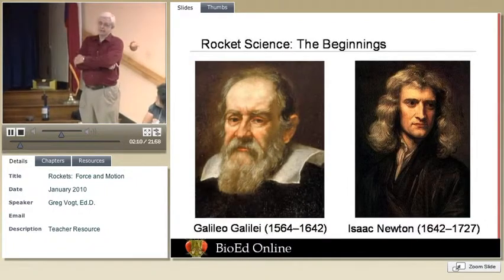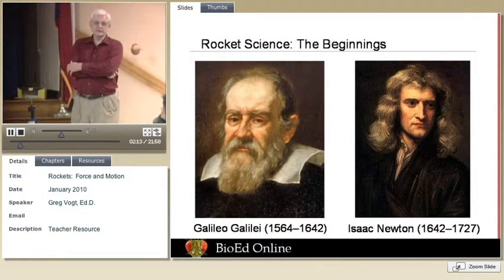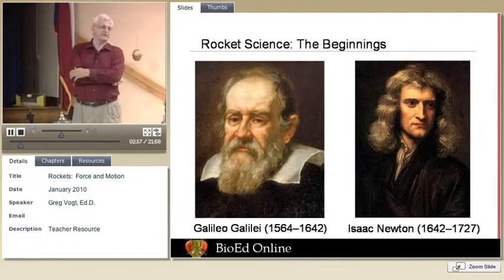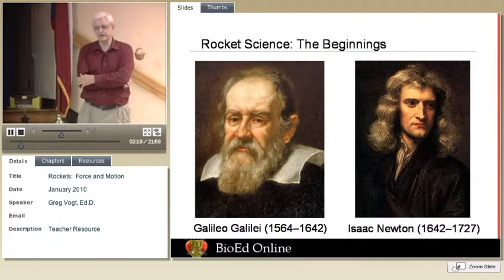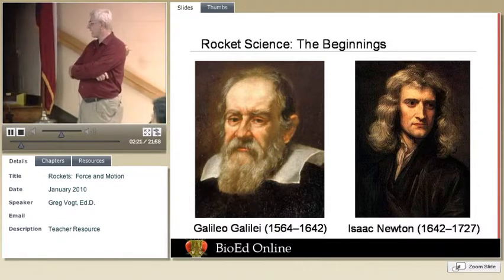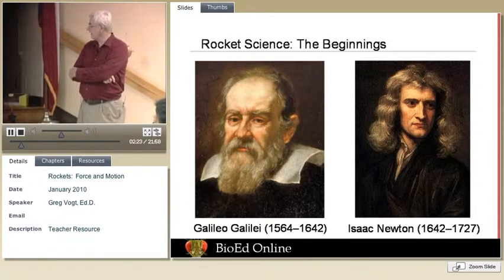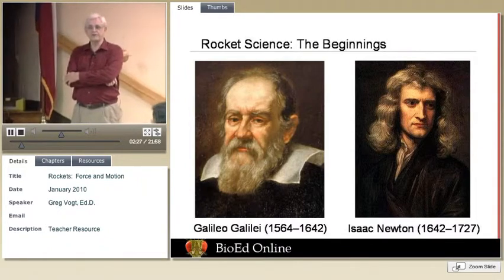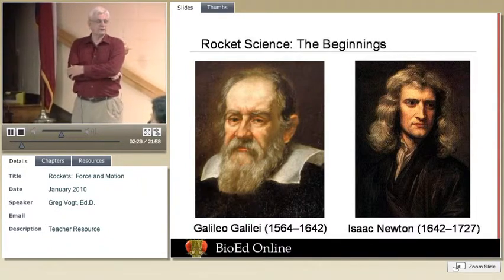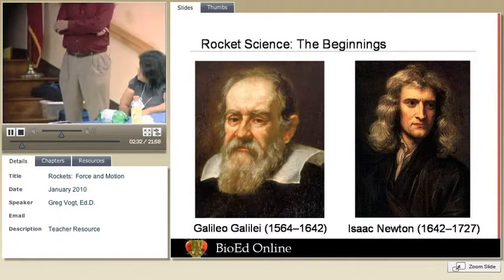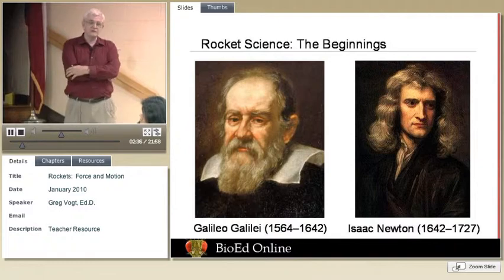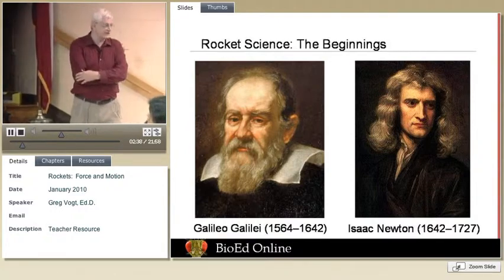Well, let's take a look at the beginnings. Now, I'm sure you'll recognize some of these pictures from years ago, if nothing else. These are two of the most famous scientists of the past, Galileo and Isaac Newton. And it turns out that Newton was born in the same year that Galileo passed away. These two men helped to lay the foundations for rocketry. Now, Galileo is actually a mathematician. He was the one that developed the astronomical telescope, although he didn't invent the telescope itself.